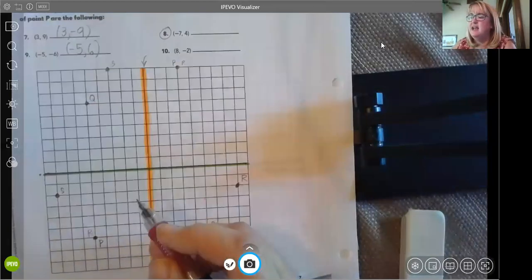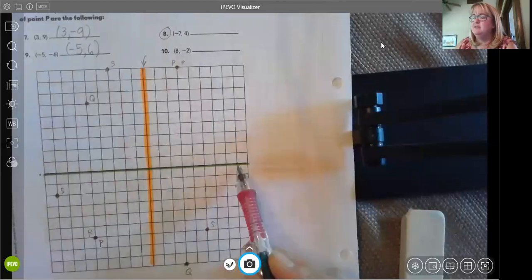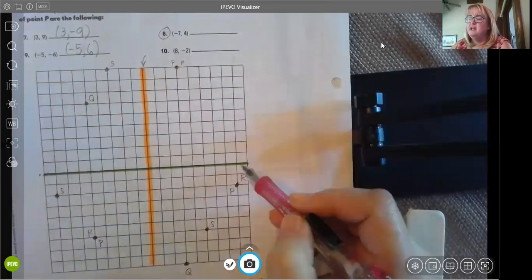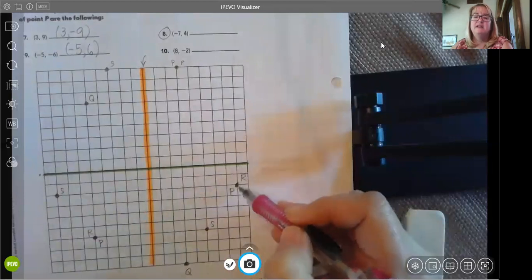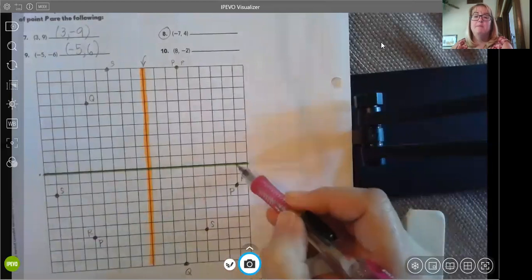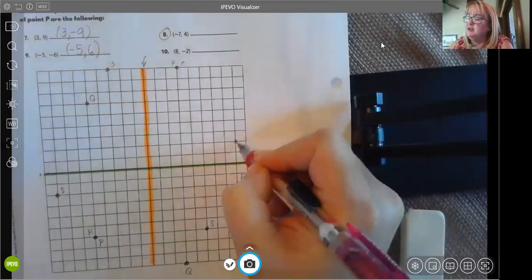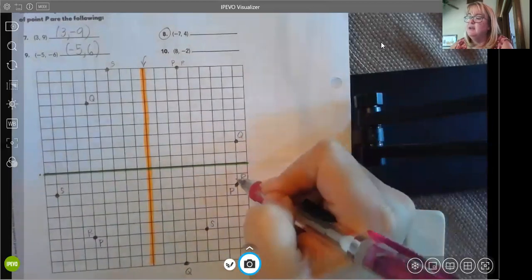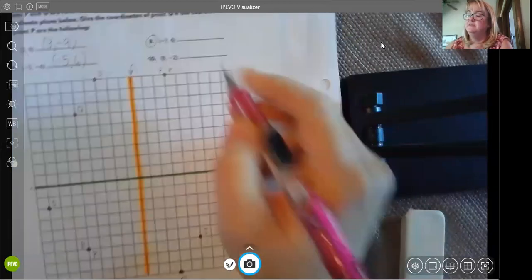Let's look at 10, 8 and negative 2. We went over 8 and down 2. This is now called P. We are reflecting it across the x-axis. Here's our mirror. So this is 2 below. Instead of 2 below, we're going to go 2 above. So this is Q. So instead of 8 and negative 2, we're going to do 8 and positive 2.